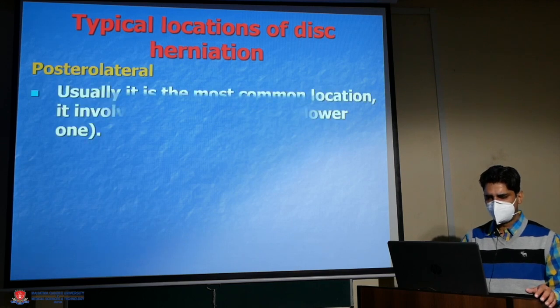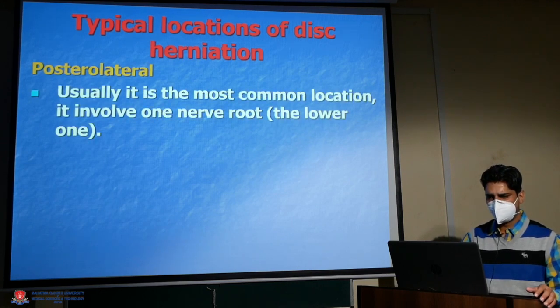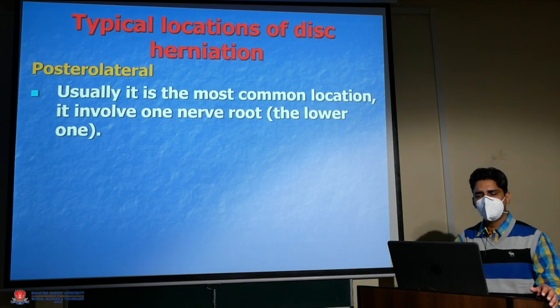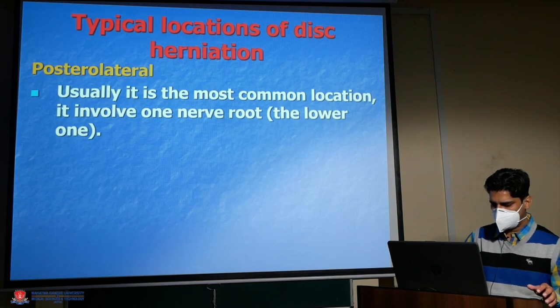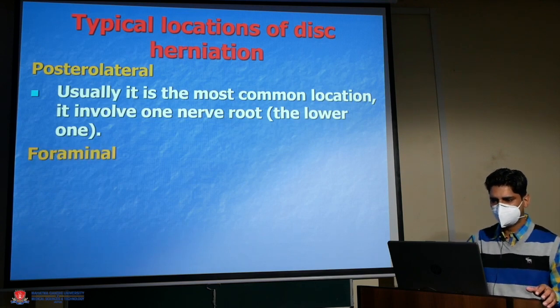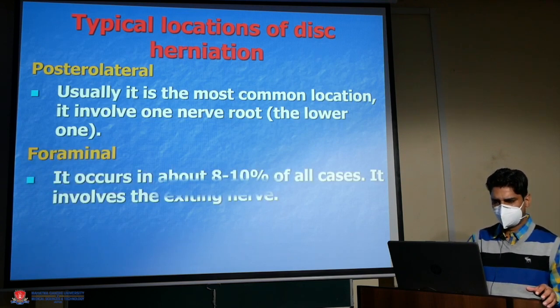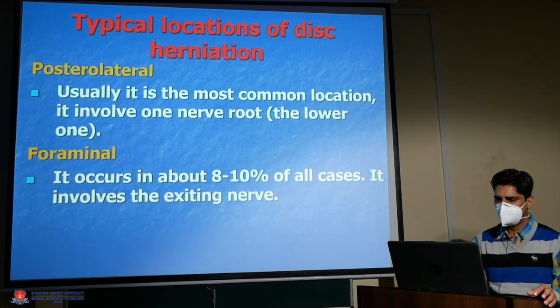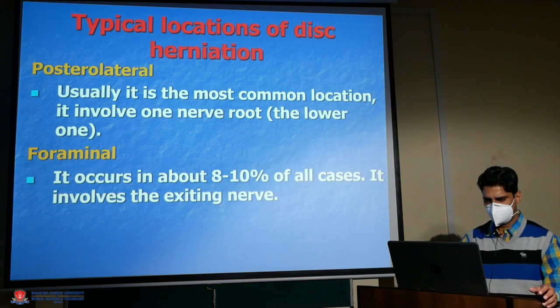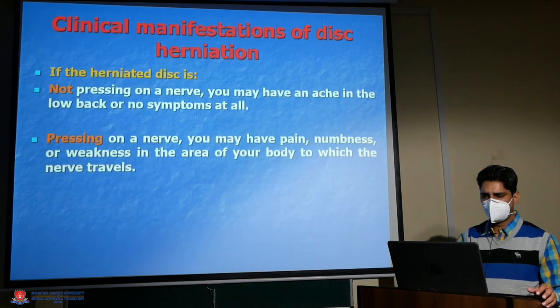Second is posterolateral. Usually it is the most common location. It involves one nerve root of the lower area or lower lumbar root. The next is foraminal. It occurs in 8 to 10% of all cases. It involves the exiting nerve root at the corresponding level.